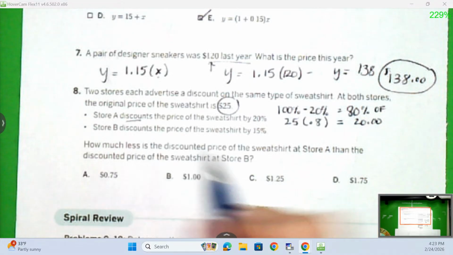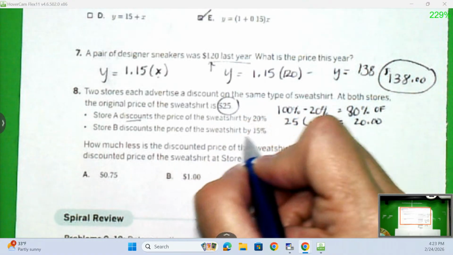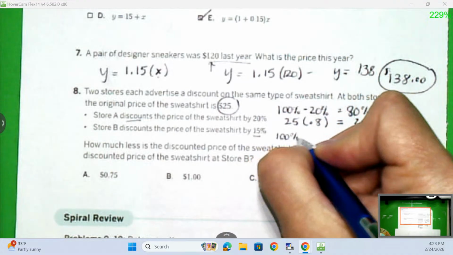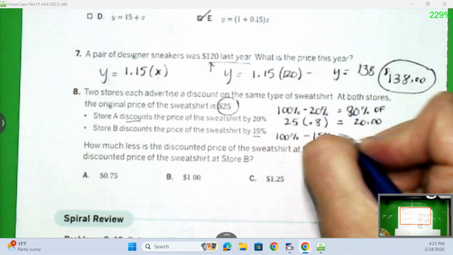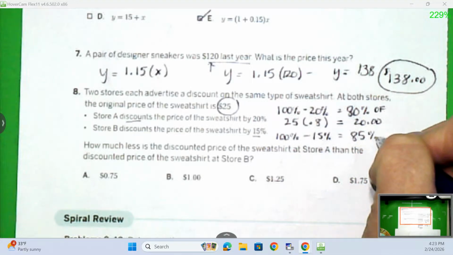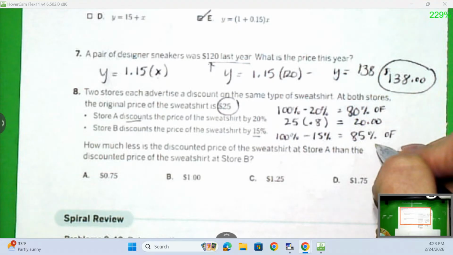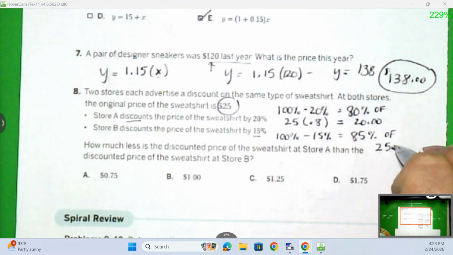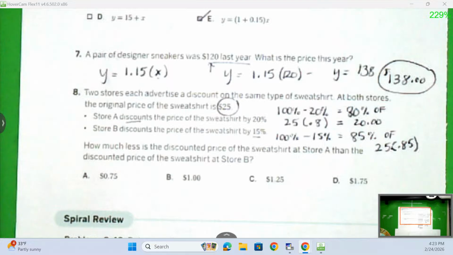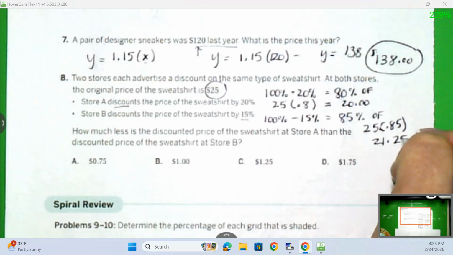Okay, looking at store B, its price is being reduced by 15%. So 100% minus 15% means we are paying 85% of it. So we would do 25 times 0.85, and that works out to be $21.25.